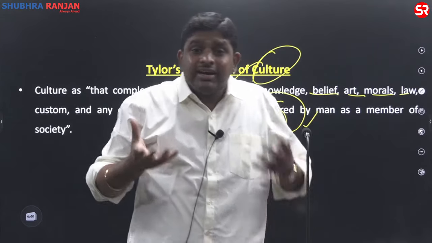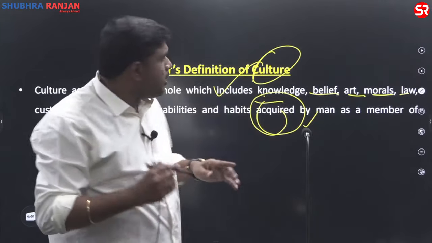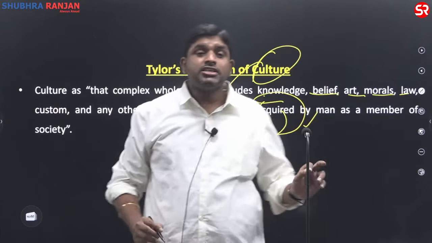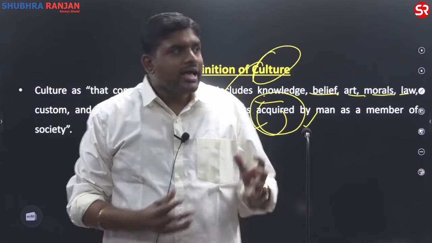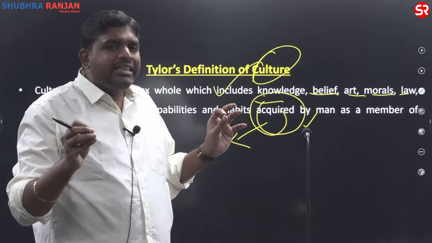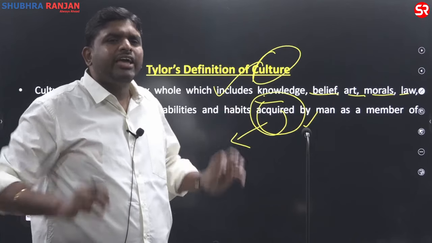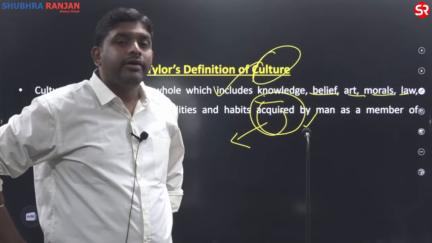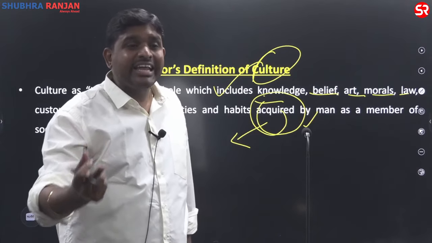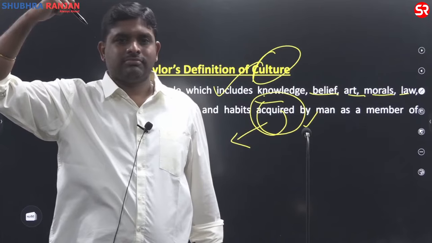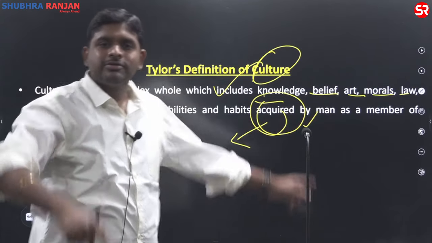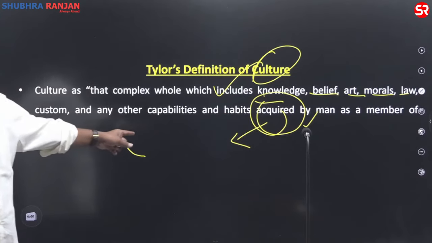Because of this, what I learned? Culture. See, understand. So he gave importance to what? Acquired. Culture is acquired. Now you are getting the anthropology of knowledge: is it inherited or is it acquired? You are acquiring it. I am giving, you are acquiring it. Inherited means what? From biology. Whether your culture is inherited or your culture is acquired. So he is the first person who told that culture will be acquired.